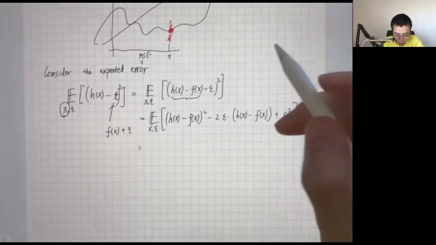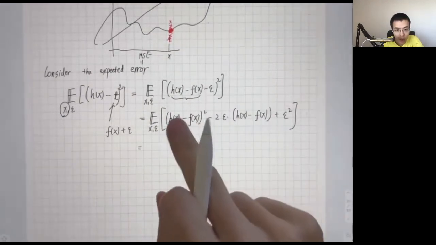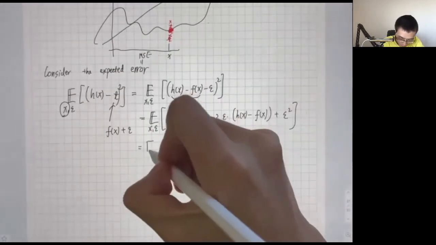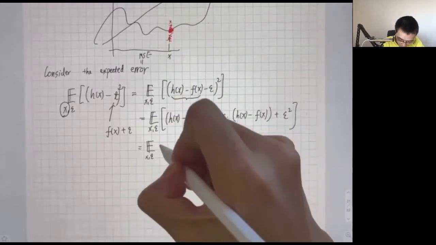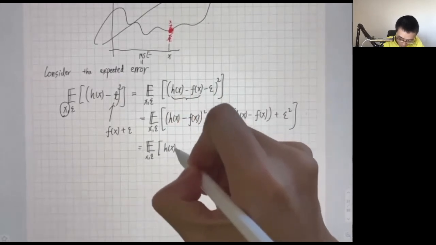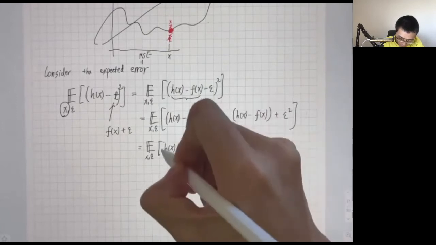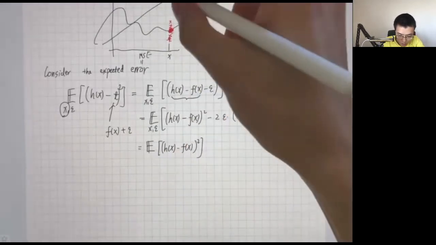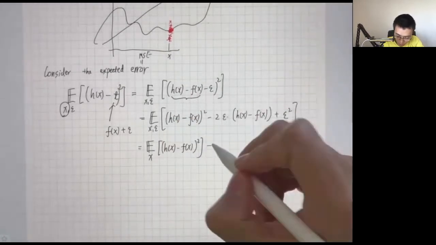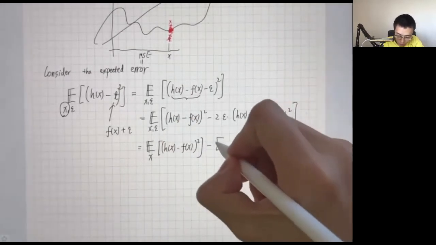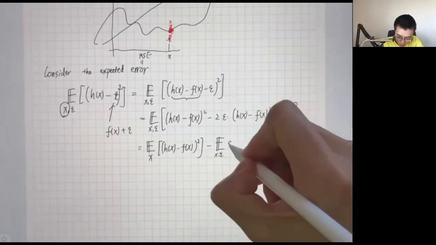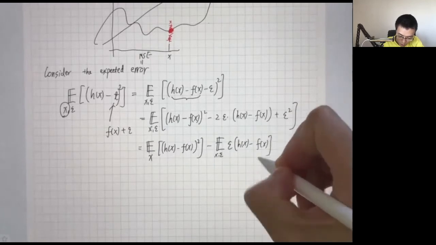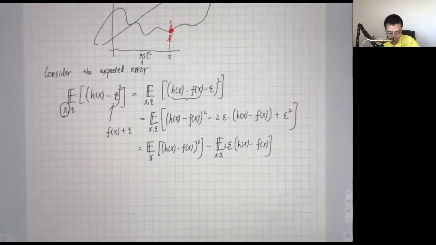Then, expectation is a linear operator, so I can distribute expectation into each of the terms. And this term, you don't have epsilon here. And this term is the expectation over x and epsilon of h of x minus f of x. Okay. Did I have a 2? Yes.